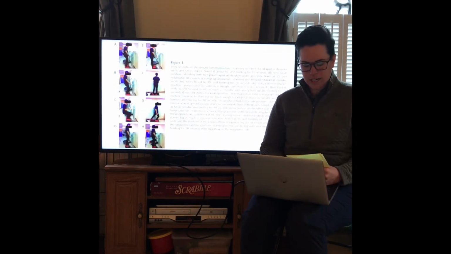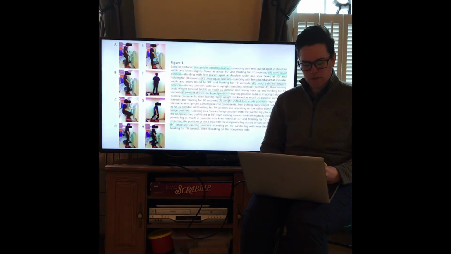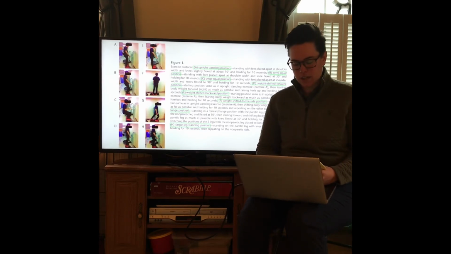And on this slide here, you can see the positions of those 8 exercises. So the first one you have is an upright standing position, and a semi-squat, and then a deep squat. We have a weight shift forward, a weight shift back, a weight shift from side to side, a forward lunge, and a single leg stance.